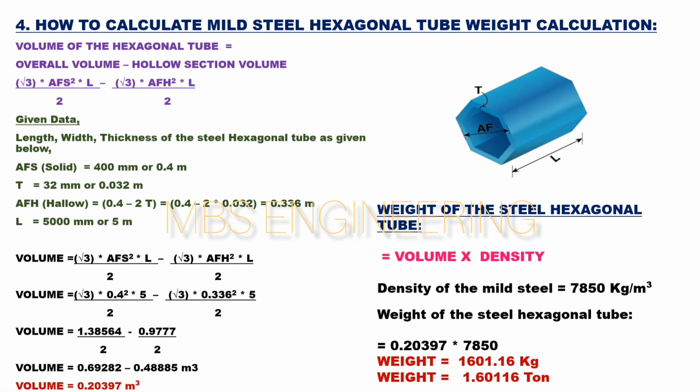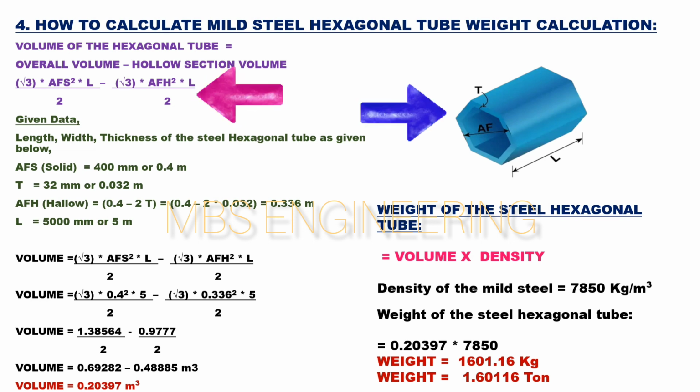Next, we learn about how to calculate the volume and weight of the mild steel hexagonal tube. The volume calculation formula for a mild steel hexagonal tube is: volume of the mild steel hexagonal tube is equal to overall volume of the hexagonal tube minus hollow hexagonal tube. The overall volume formula is square root of 3 multiplied by AFS square and multiplied by L, and then the obtained value divided by 2. The hollow section volume formula is square root of 3 multiplied by AFH square and multiplied by L, and then the obtained value divided by 2.